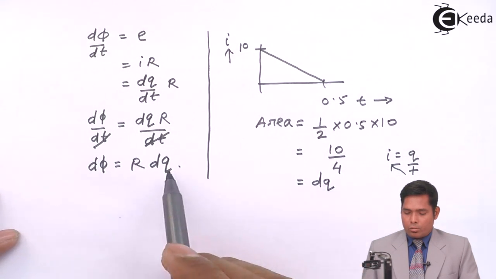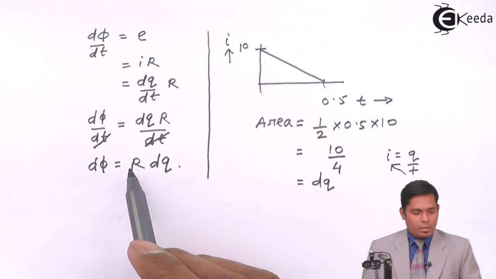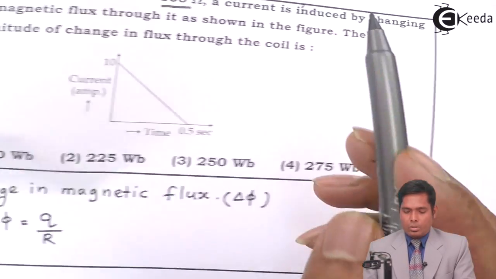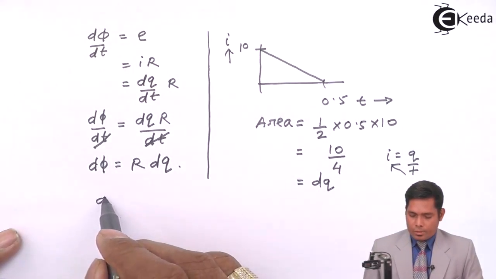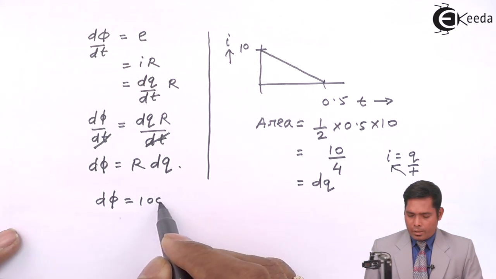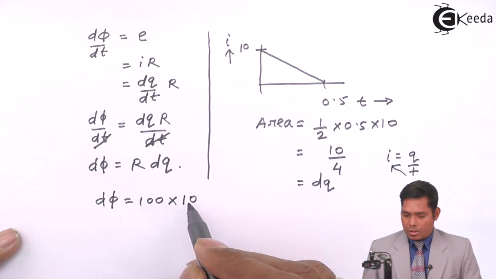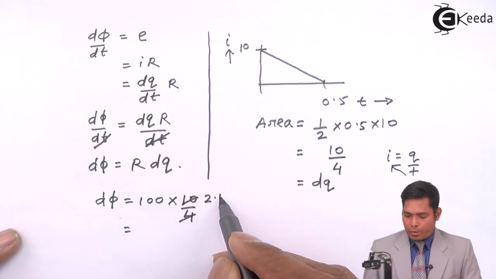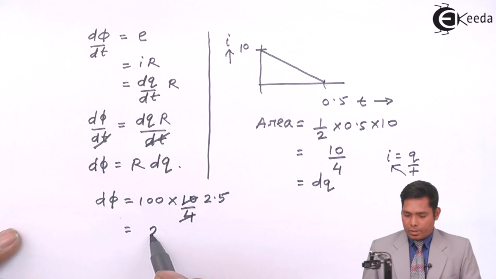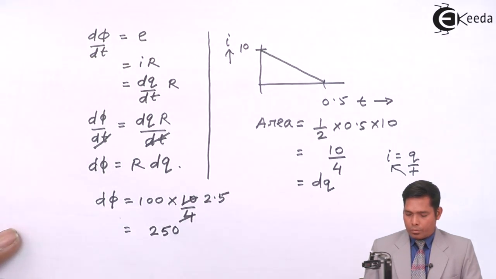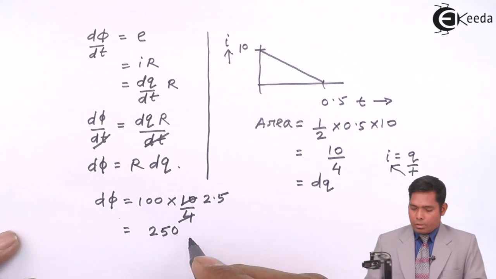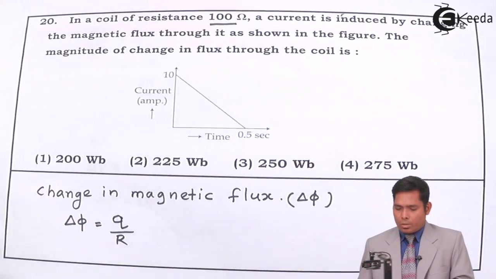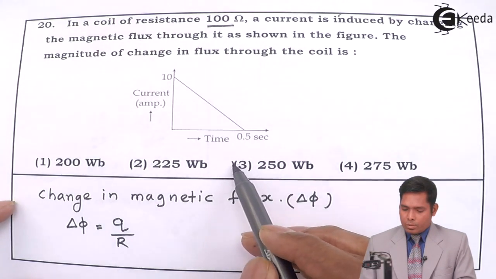So if I substitute this dq value over here and put the value of R from the given question, R is 100 ohm. So multiplying this, we have d phi equals 100 into dq, which is 10 divided by 4. This is 2.5 into 100, which is 250, and the unit remains Weber. If you look at the options, 250 Weber, so option 3 is the correct answer.